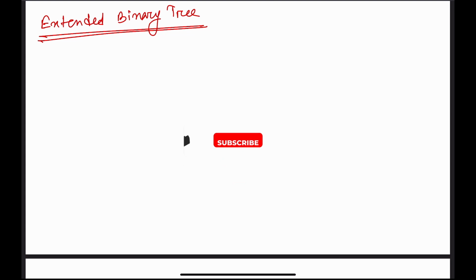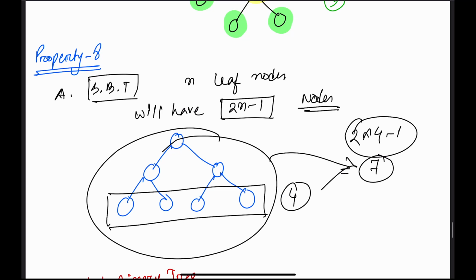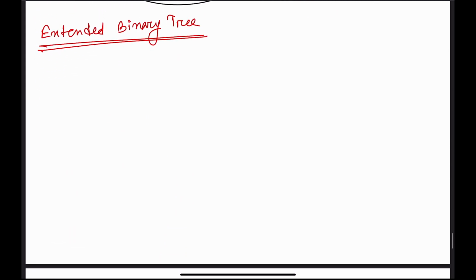And in this video we are going to continue with our previous tutorial, which is lecture number 2 for tree. Up to property 8 we have discussed, and there is another property remaining. But before that we need to talk about a few more concepts. First one is extended binary tree. Now what is an extended binary tree?